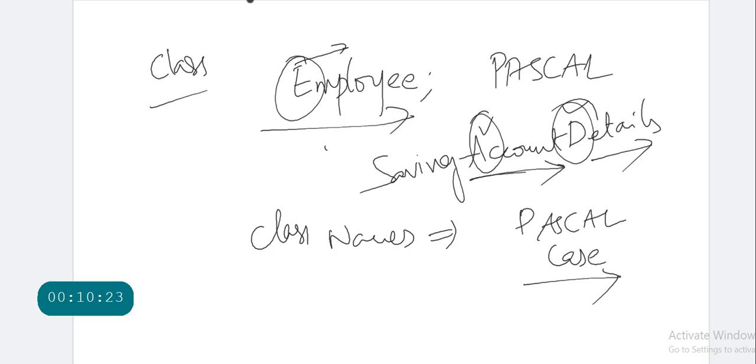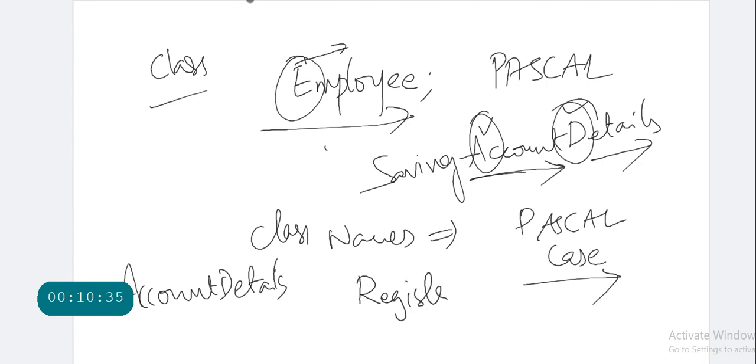So this is one of the conventions that we use for Java class names. Let's take another example, like account details. This should be like this, or else like registration employee. This is how we should write the class names.